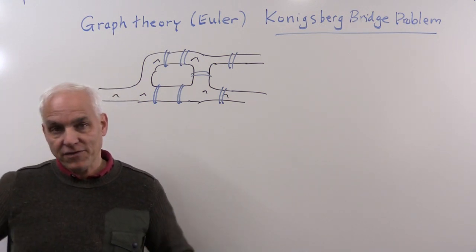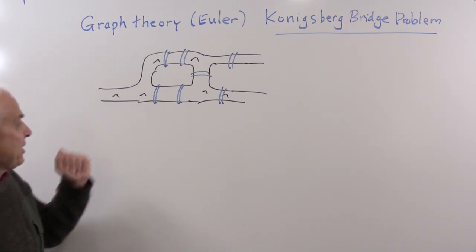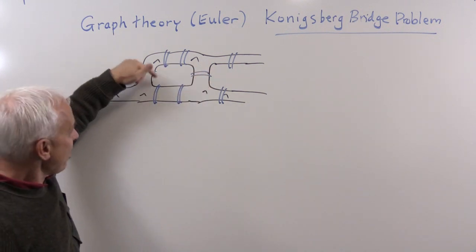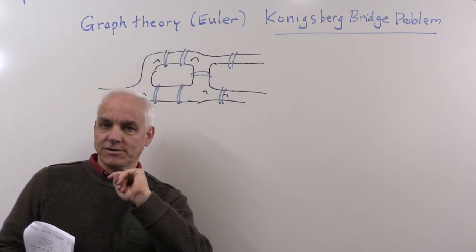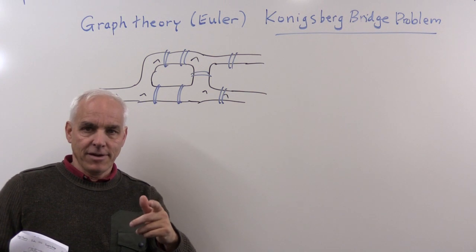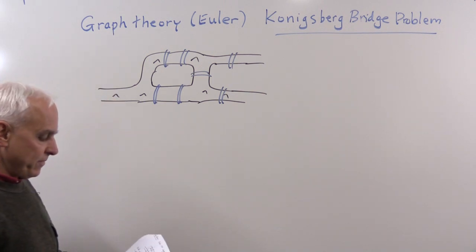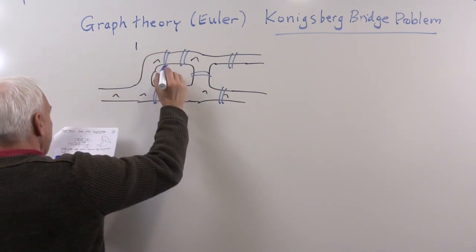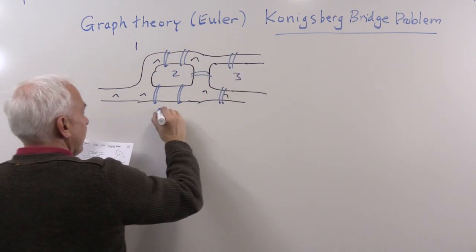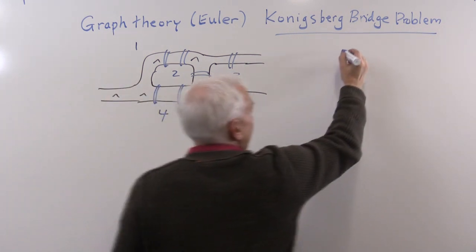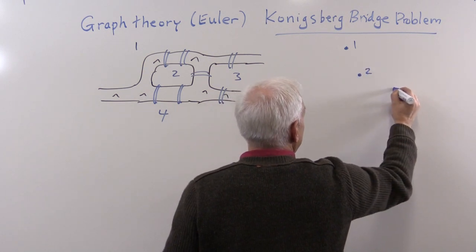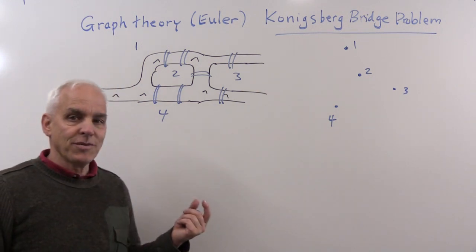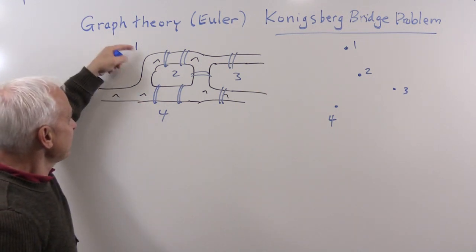And the happy citizens of Königsberg like to take walks. And on a Sunday, they would want to ask the question of whether they could walk in such a way so that they cross each of these bridges exactly once. So they don't have to duplicate going over a bridge. So Euler realized that this problem could be made a little bit more conceptual by labeling these land masses 1, 2, 3, 4, and representing them by just dots. It's the essential information. And then the various bridges can be represented by arcs that connect various dots.